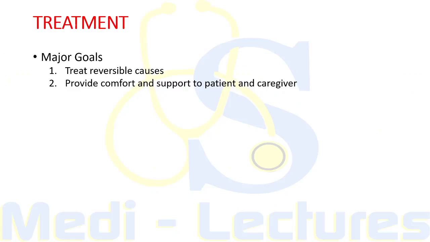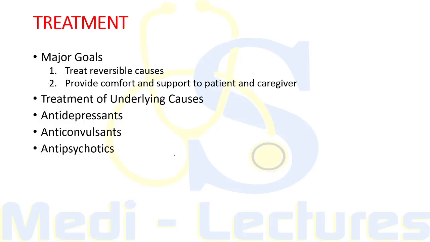Now coming on to the last but very important part of this presentation, that is treatment. So first of all, what are the major goals of treatment? First, we have to treat all the reversible causes, and second, we have to provide comfort and support to the patient and caregiver. Now, first of all, treat the underlying cause, whether it is due to any hormonal imbalance or vitamin deficiency or infection, we have to treat that underlying cause.